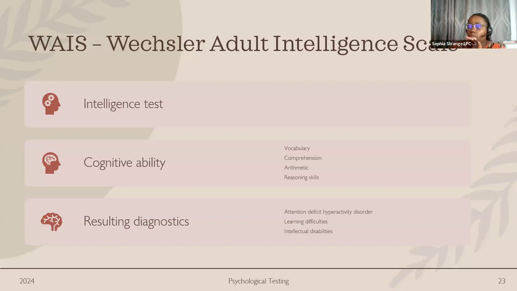So with the WAIS, it's looking for the cognitive ability, that's the vocabulary, comprehension, because I've met people that sound like they went to college, but they can't read. And I've met people that have the comprehension of what I would think an astrophysicist would have, but their vocabulary is just terrible. Arithmetic, can you count your money? Can you make numbers make sense? Is your reasoning skills good? And so if I see deficits in areas, then it's going to help me understand a little bit more about that person.